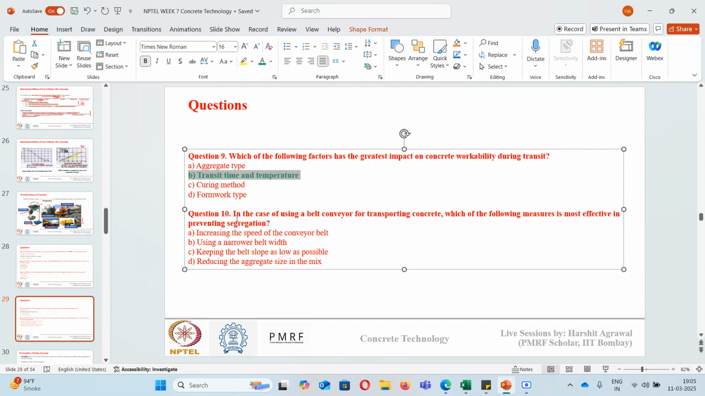Now, question number 10. In the case of using a belt conveyor for transporting concrete, which of the following measures is most effective in preventing segregation? So when you're transporting your concrete through a belt conveyor, which practice is most effective for preventing segregation in the mix that you're transporting?